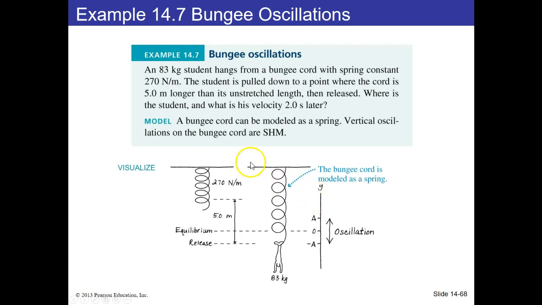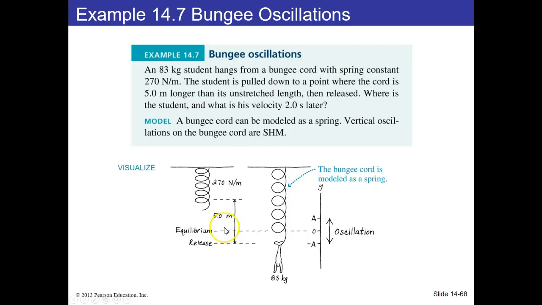So let's go ahead and move on to the next one. It does give you an example problem. We have an 83 kilogram student hanging from a bungee cord with a spring constant of 270 newtons per meter. The student's pulled down to a point where the cord is 5 meters longer than its unstretched length and then released. Where is this student and what is that student's velocity 2 seconds later?